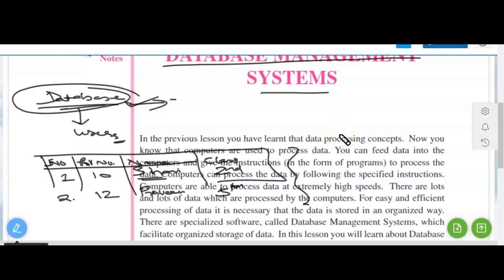Okay, this data has to be stored somewhere. It is going to be stored in a database, and the system or the software that helps in managing these databases is known as a database management system.